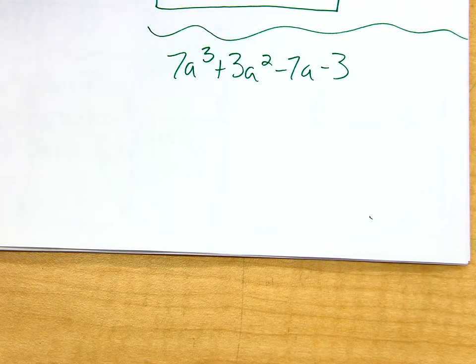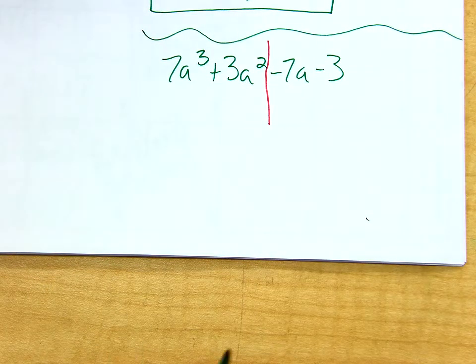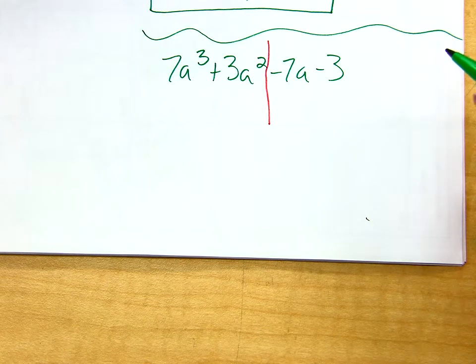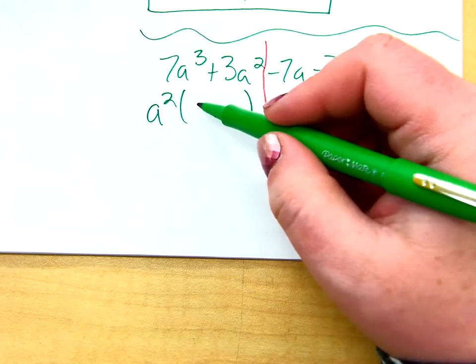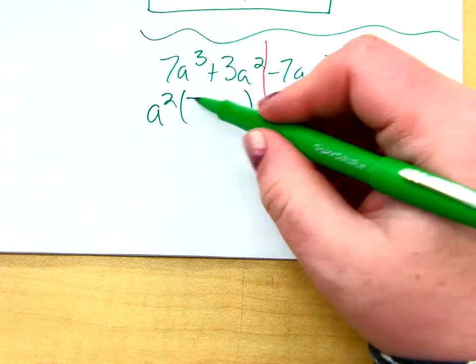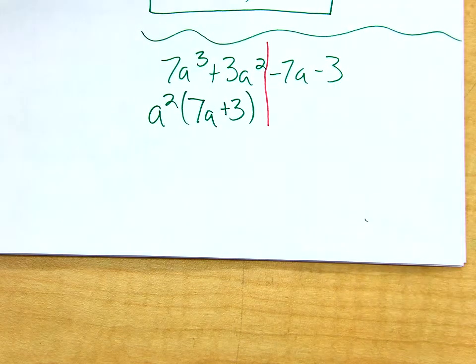This thing has 4 terms. So this is where I'm going to split it into two groups. But first, I will see, is there a common factor to take out of the whole thing? No. Too bad, so sad. So right after the second term, draw your line. What can you take out of the left? A squared. I can take out a squared and I would be left with 7a plus 3. Everybody agree?